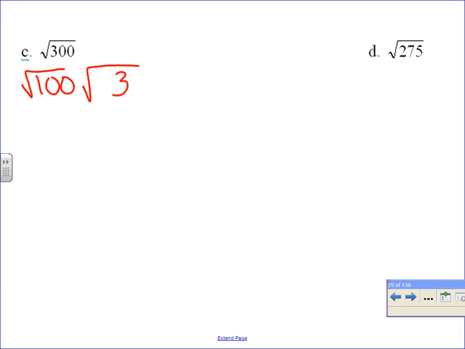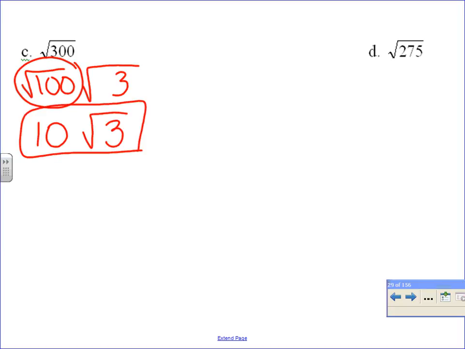3. You with me? What you used would have worked, but you're not completely simplified. So 100 is the largest perfect square that goes into it. Circle the perfect square, take the square root of it. Square root of 100 is 10. Rewrite the number that's not perfect. That's your answer. 25 is not the largest perfect square, but it still works, but you have to keep going.